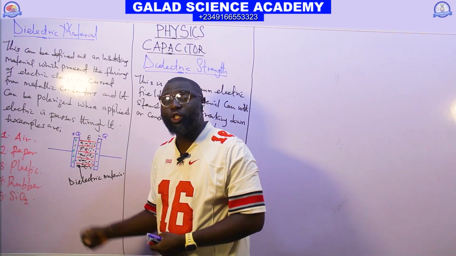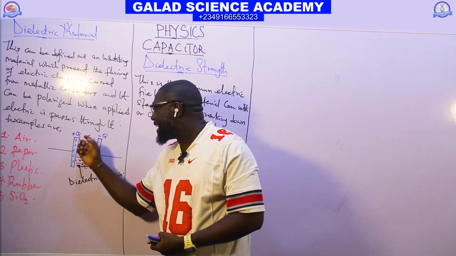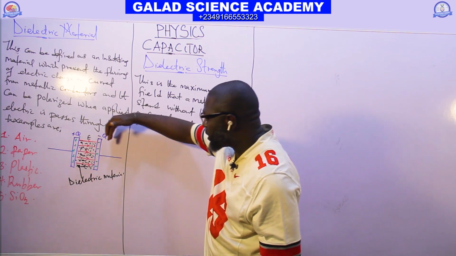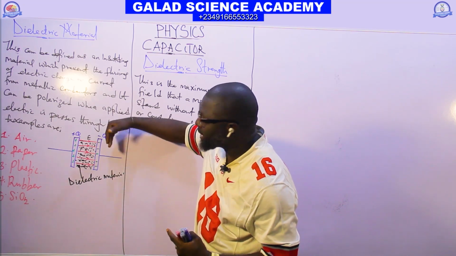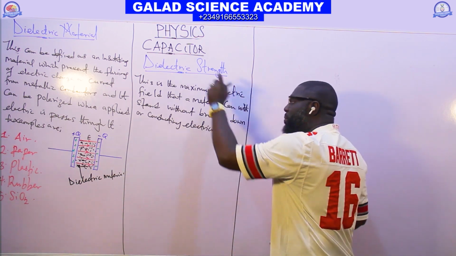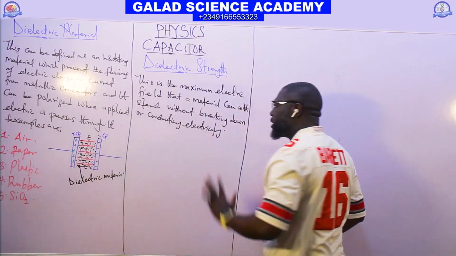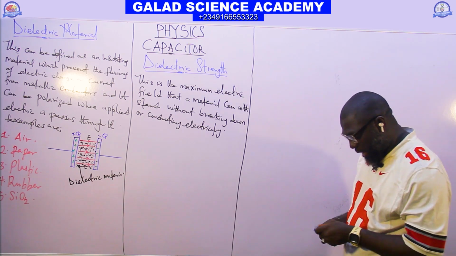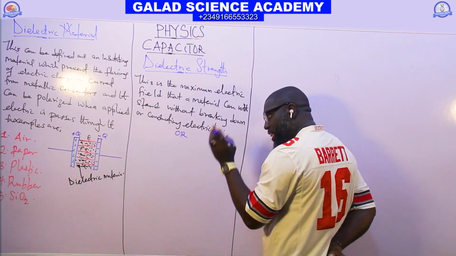When the field is stronger than what the dielectric material can bear, the dielectric will break. So when it breaks, the field will move from positive charge to negative charge. Then the electrons will also move from the negative plate to the positive plate. So the maximum electric field that a material can withstand without breaking down is called dielectric strength. But mathematically, I can also express dielectric strength in another way.